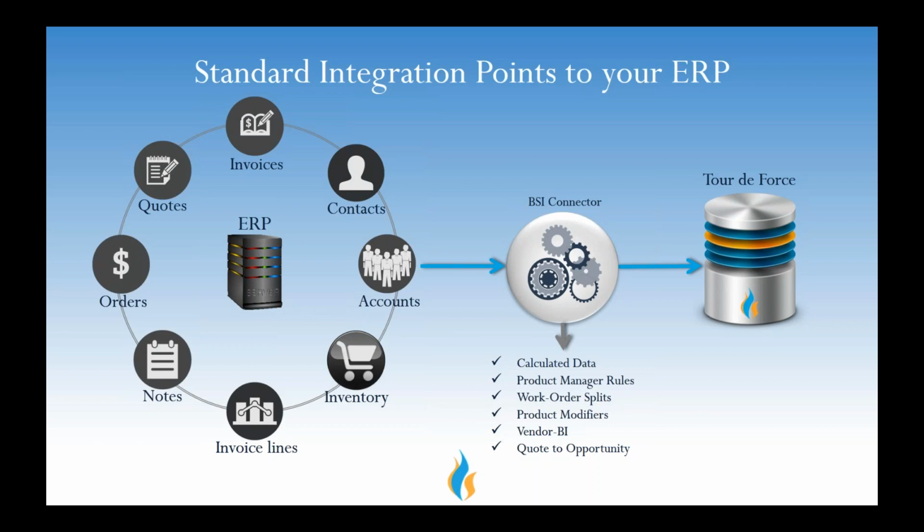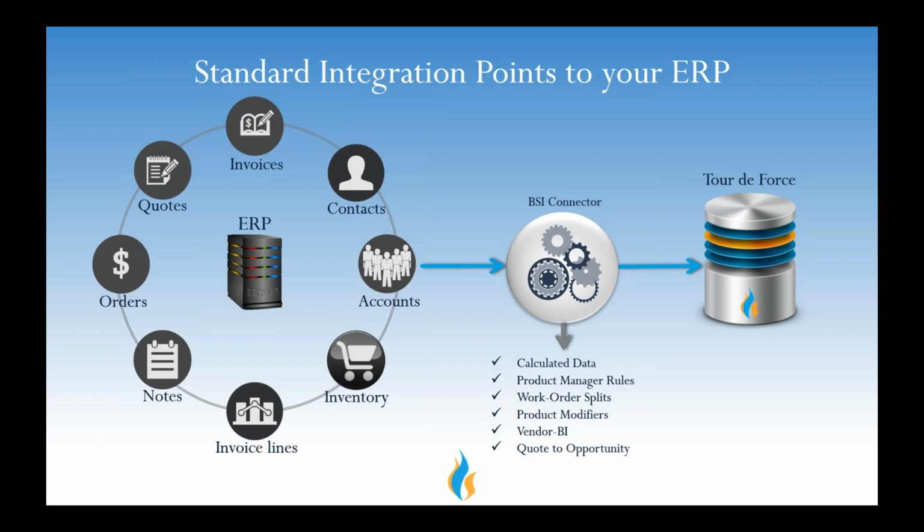Now, the connector is the center focus of what we're talking about. That BSI connector is really the black box of the magic of what we do. We don't just pull data like for like. We can, obviously, with mapping data for accounts and contacts, it's a standard process. However, with some of those values, you may want to do some calculated fields, or you may want to do something called product manager rules, or you may want vendor business intelligence. Those are all things that we can do that are check marked there because they're not things we have to go build. Those are pieces of the connector that you can say, yeah, I'd like to do that.